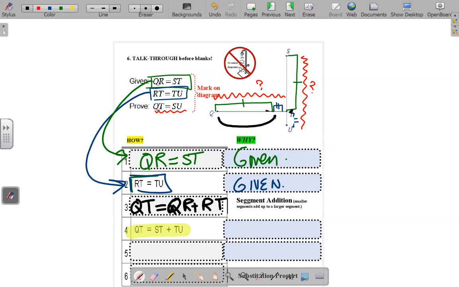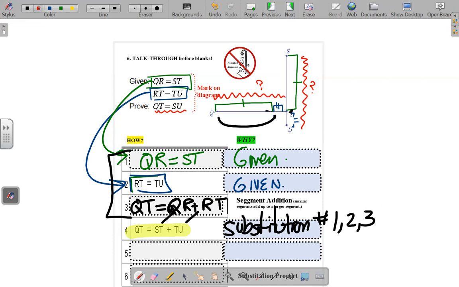Okay. All right. Now, let's look at what's happening here. Put your finger on QR. Go up to step 1, touch QR. I can swap out QR and replace it with that. Put your finger on RT. Come up. RT. I can swap it out and put in what? TU. Okay. And we smash together lines 1, 2, and 3. QT is one of our targets. So that's one of our 2 proofs.